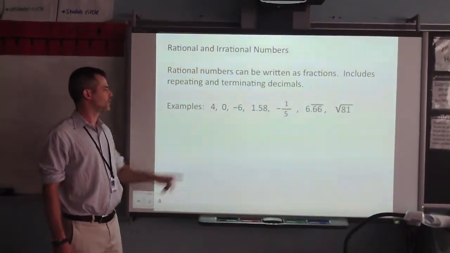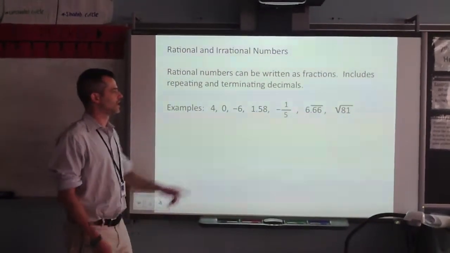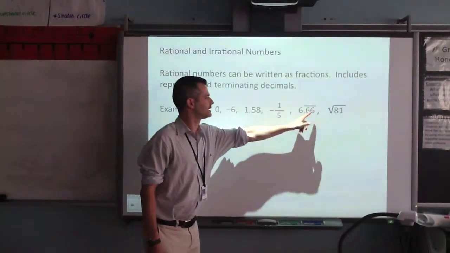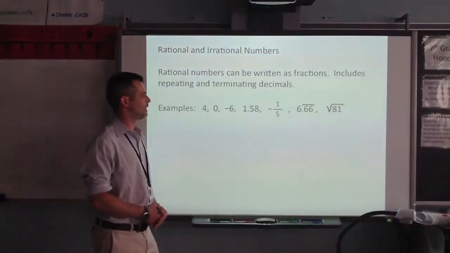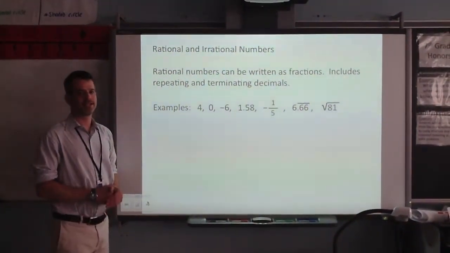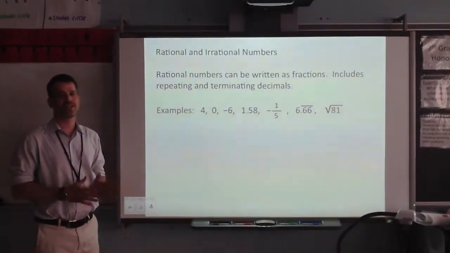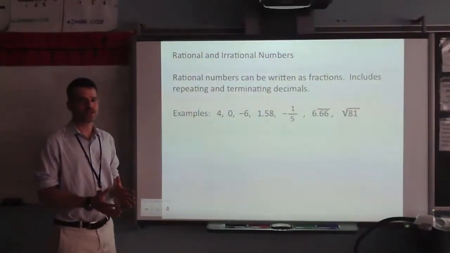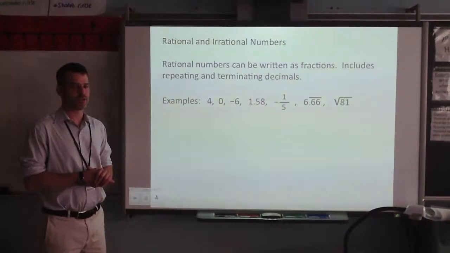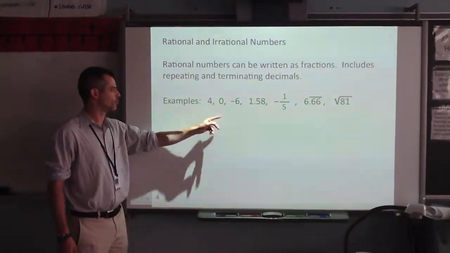4 is a rational number, 0, negative 6, 1.58, negative 1/5, 6.66, remember the line over says it's going on forever, and even square root of 81. Notice that most of the numbers we would ever think of are rational numbers. The most common mistake, we think if it's negative, maybe it's irrational, maybe a fraction is irrational. Almost every number that you've seen is rational. All these numbers can be written as fractions. 4 I can make into 4 over 1.